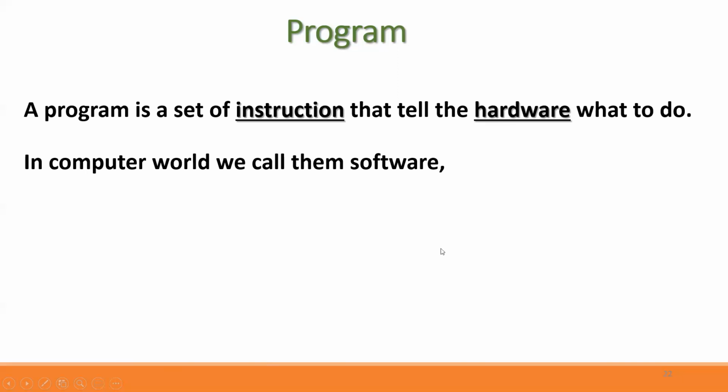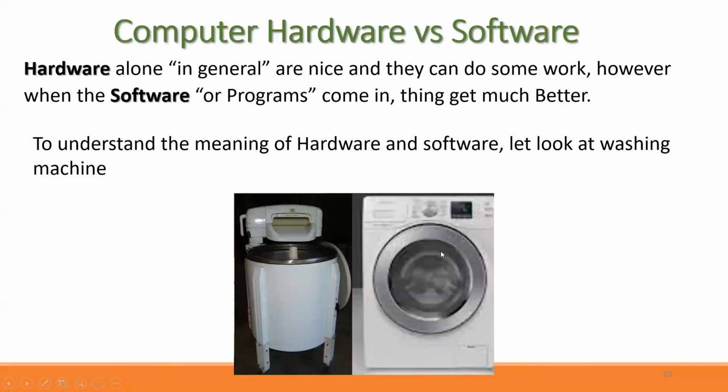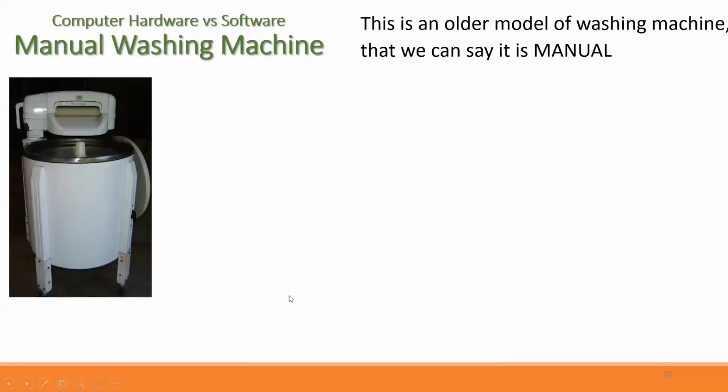So what's the difference between a washing machine that has a program and one that does not? Huge difference. With the washing machine that has a program, you just say cotton and you go. The machine will do step 1, step 2, step 3, and so on, then beep when it's done. While the manual machine that has no programs, you have to do all these steps by yourself.